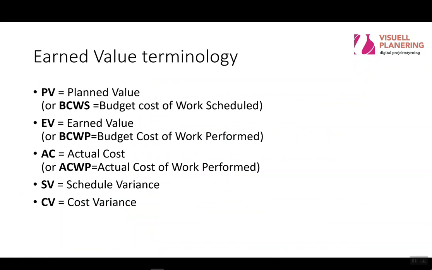Then you have the earned value, which is the budget cost of work performed. So it's basically the budget cost not of what you had planned up until now, but the budget cost of what you have actually done up until now. And then you have the actual cost, which is what did you pay for it? What did you pay for what you have done so far?